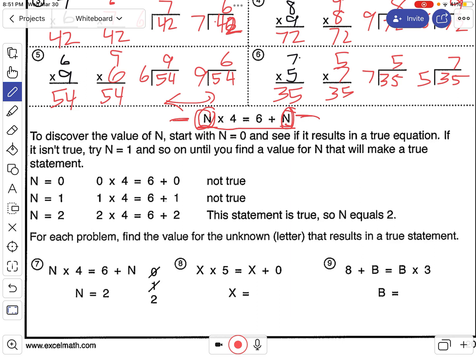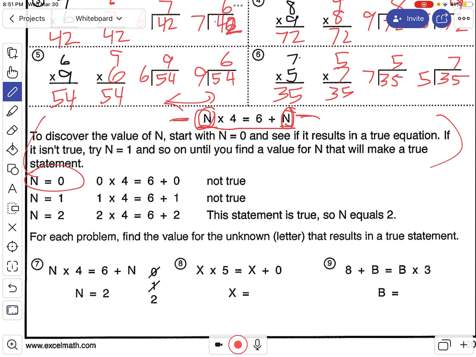So the way we solve this, as is explained to you down here, we're not going to read that right now, but what you're going to do is start with 0, and then see if you can balance out the equation when you put a 0 in for n. So it shows you right here.